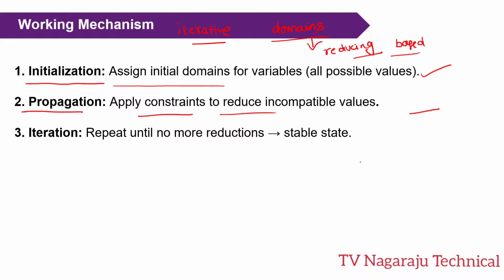For example, if two variables must have different values, then if one variable is updated, automatically the other needs to be updated. Iteration is the same propagation, that is, adding conditions step by step until there are no more reductions, until we reach a stable state. This is the working mechanism of constraint propagation.